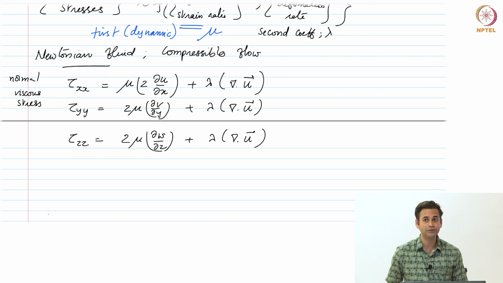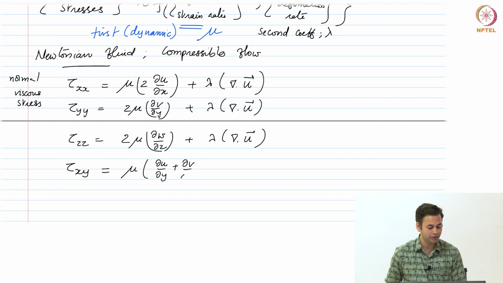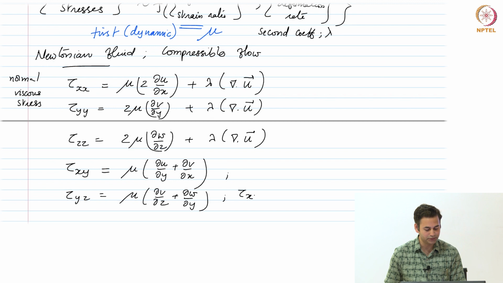Of course, we have the shear components, right, that is tau xy equals mu times partial u partial y plus partial v partial x, right, that's what we have. Similarly, tau yz equals mu times partial v partial z plus partial w partial y, and of course, you can also write down tau xz similarly. Now of course, the volumetric deformation rate only shows up in the normal stresses, right, because that is a linear part of the deformation rate, okay.